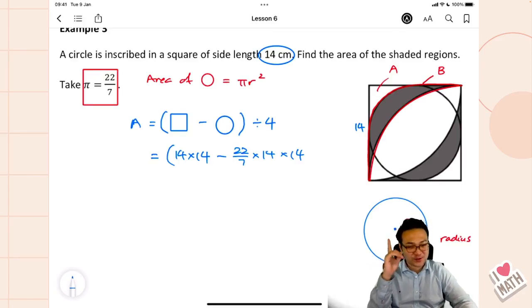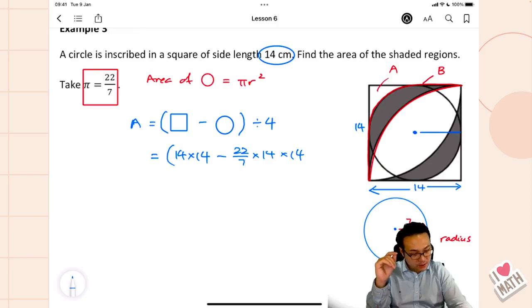No, I'm not correct. Be careful, students. What is radius? Radius is from the center of the circle to the side of the circle. Understand? So if they tell you that this is 14, that means the radius is 7. So please don't do this. Okay, so pi times 7 times 7. That's the area of the circle. Then you can divide by 4.